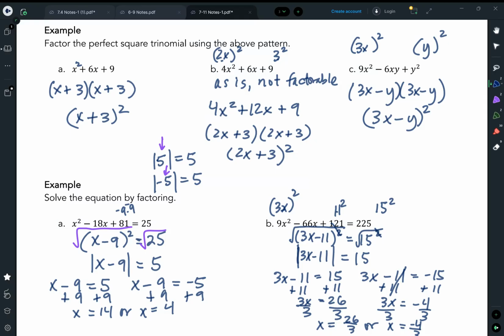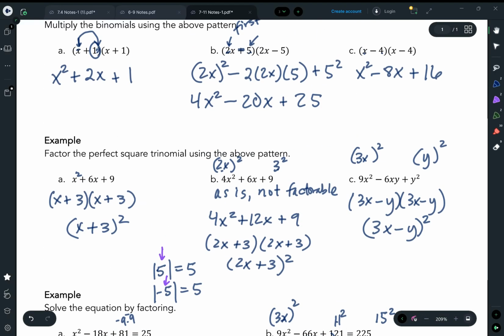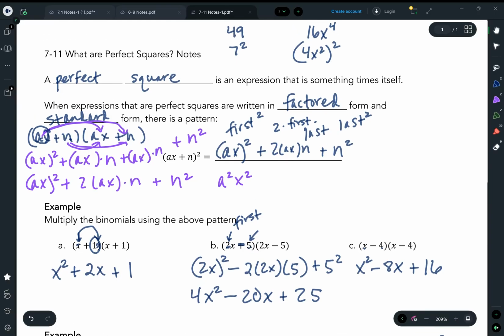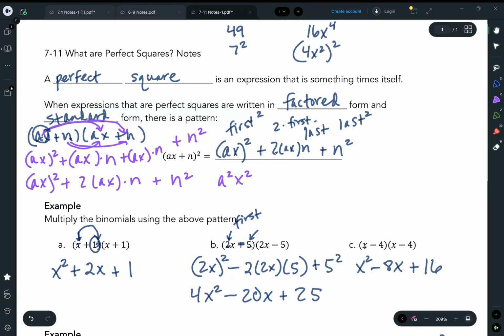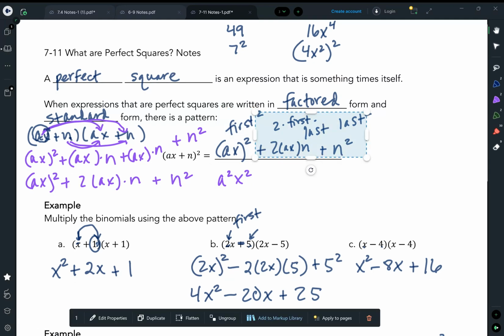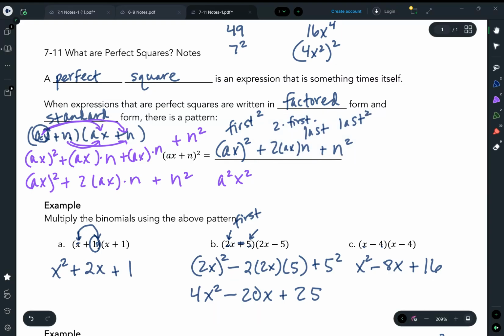All right, so main ideas today are just that we have this pattern for perfect squares. So we're going to keep practicing that a lot, where you've got your first term squared, your middle term is the doubled one, the first times the last but doubled, and our last term when we multiply it out is going to be whatever that second part of the binomial was, the last term squared. So we'll work a lot on this pattern.